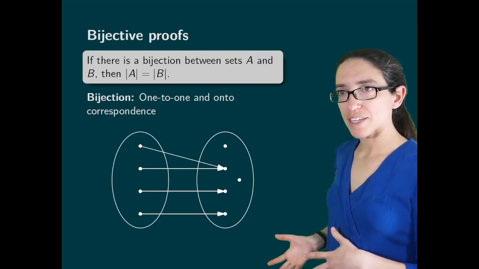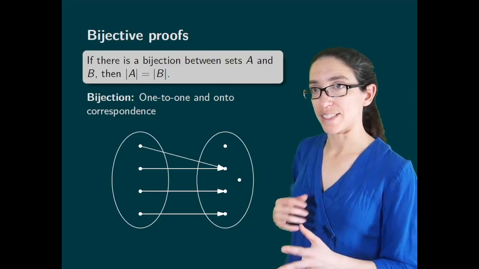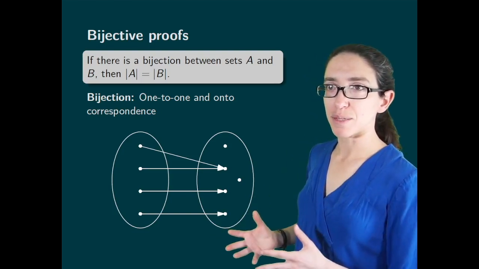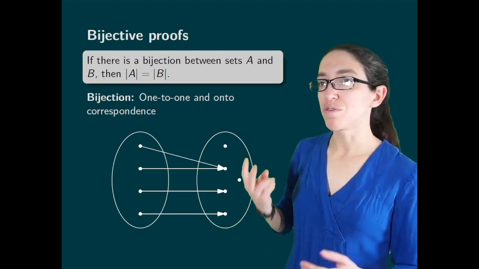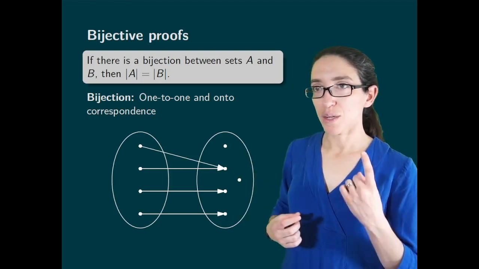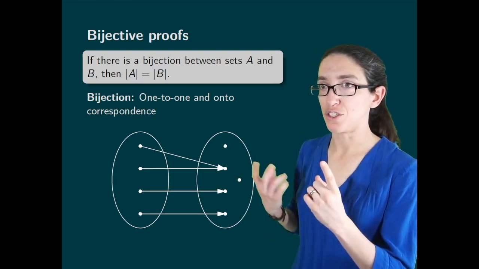Now there's one variant on counting in two ways that's a little bit more complicated, and sometimes you need this more powerful tool, called a bijective proof. Bijective proofs involve two sets instead of one set. Counting in two ways is you count one set in two ways.